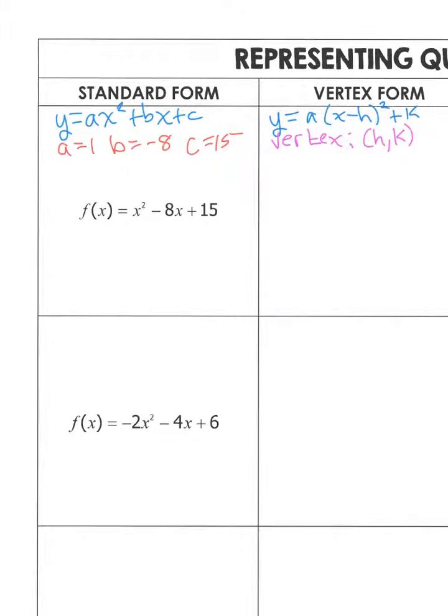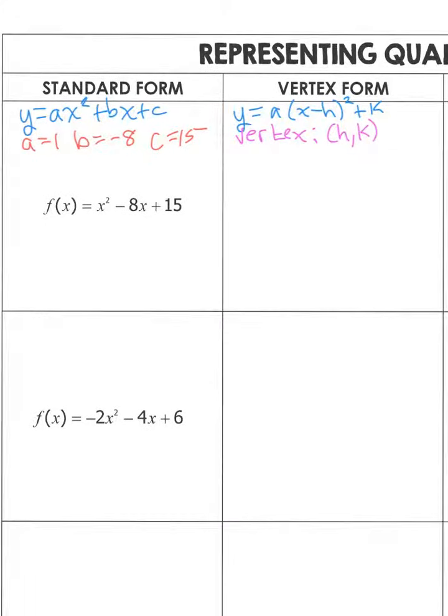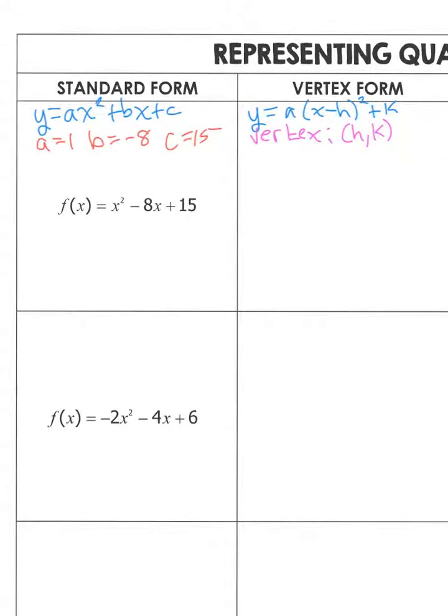Right now I have standard form here, but I want to find vertex form. To find vertex form, all I need is the vertex, because the a here is the same as the a here. So if my a is 1, then the a here is also going to be 1. That just leaves me having to find the vertex, and you already know how to find the vertex. You just have to use the opposite of b over 2a. So that's what we're going to do.